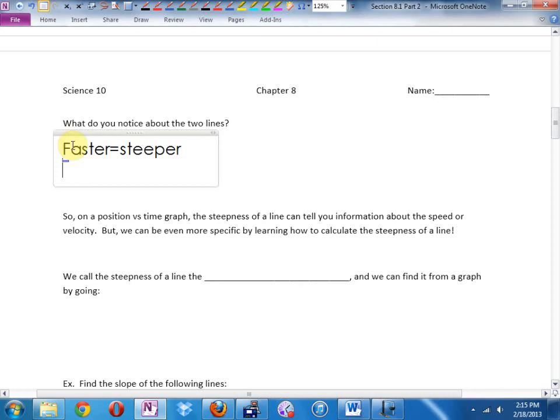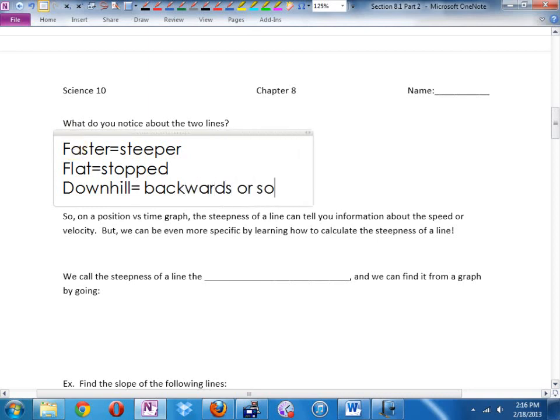And flat equals stop. What's the fancy word for flat that begins with the letter H? Okay, horizontal, but I didn't feel like typing out, Dylan, the word horizontal. I'm like, flat equals stopped. Downhill equals backwards or south or down or left. All of those conventions that we talked about that could mean negative. It equals negative.